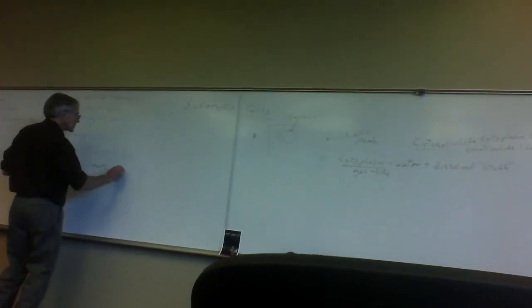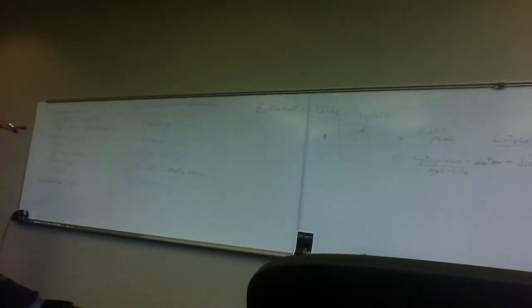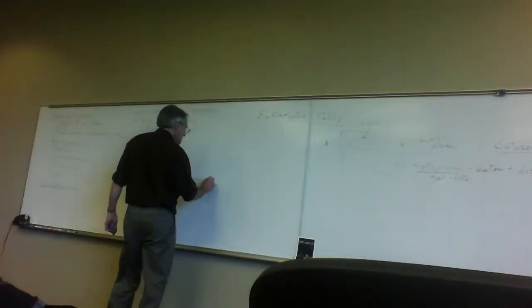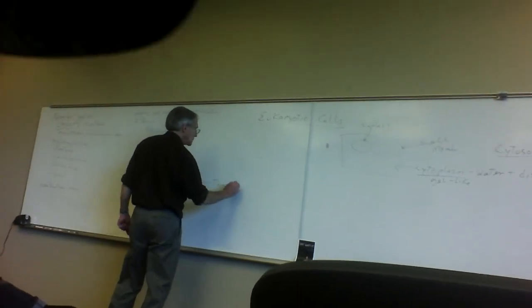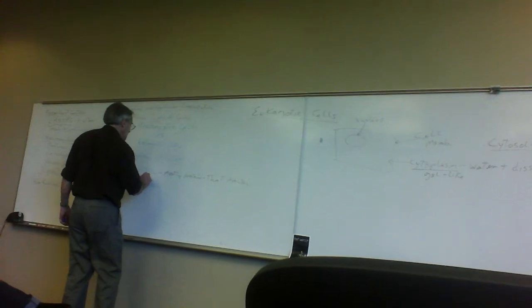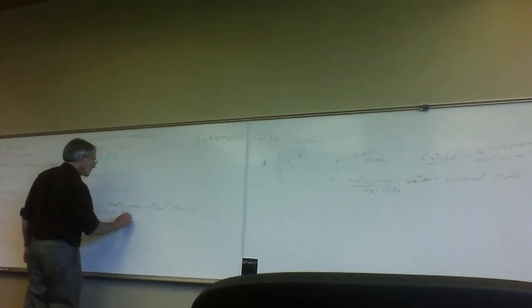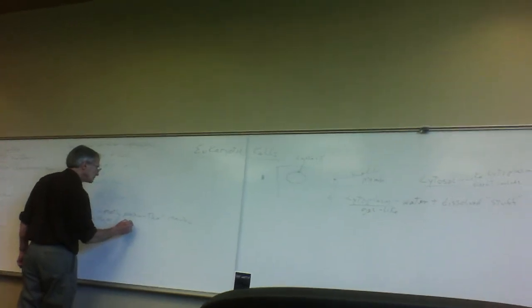I say mostly because carbohydrates can be part of the cytoskeleton, and even some lipids too. But mostly proteins that maintain the shape and everything of the cell.